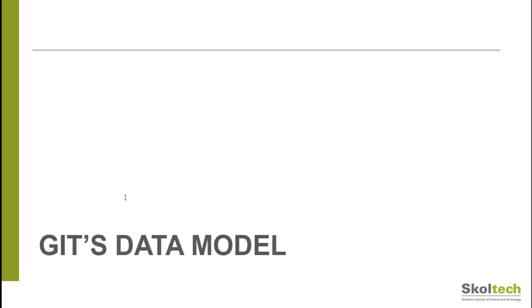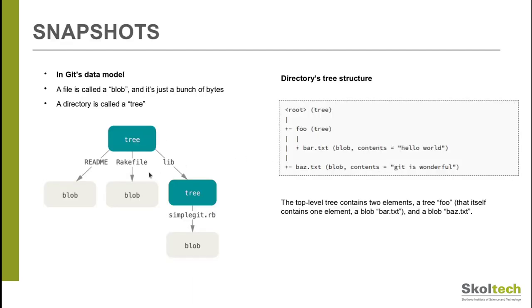So let's go forward and talk about the Git data model. Git models the history of a collection of files and folders within some top-level directory as a series of snapshots. In Git terminology, a file is called a blob, and it's just a bunch of bytes. A directory is called a tree, and it maps names to blobs or trees. So directories can contain other directories. A snapshot is the top-level tree that is being tracked.